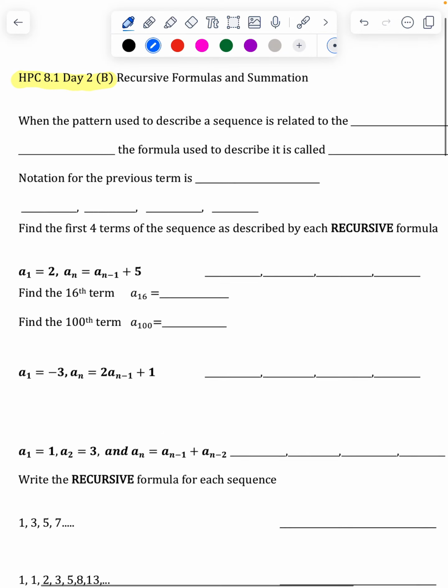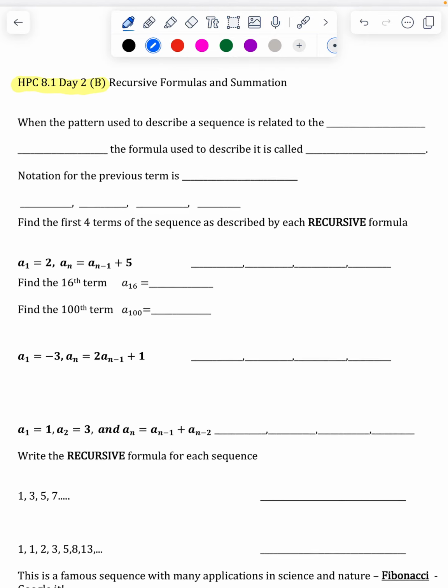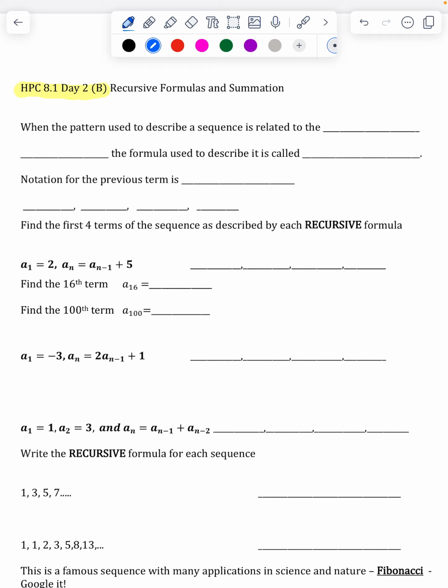So here we go. We talked yesterday about sequences, and that's a pattern of numbers. Today we are going to do a couple more things. We're going to learn what a recursive formula is versus the explicit, and then summation, which is exactly what you think it is, which is adding stuff up.